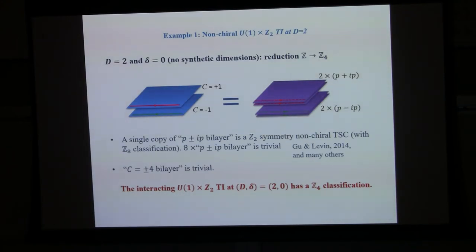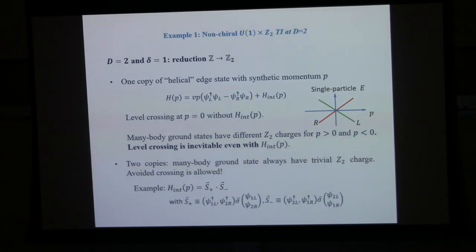Now let's imagine that one of the two dimensions is synthetic. In order to make sure that the synthetic tuning parameter's number is always conserved, we cut the boundary parallel with the synthetic dimension. Then a gapless edge state means that there's a level crossing, because this direction, this P, becomes a tuning parameter. Then the gapless modes in the original two-dimensional topological insulator picture become a level crossing when we tune P.